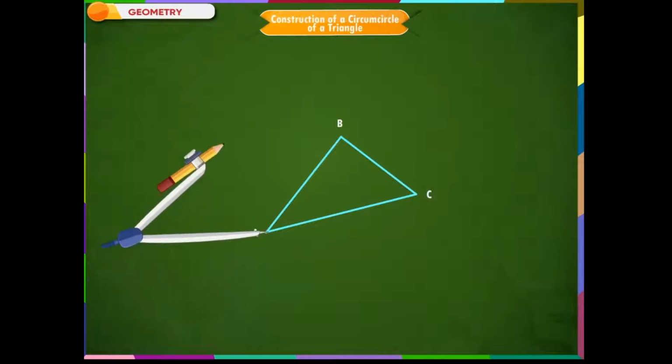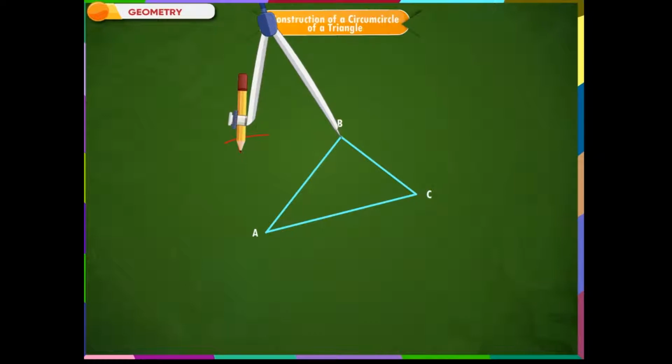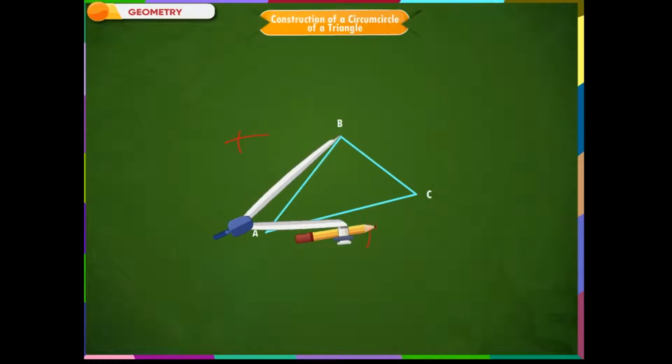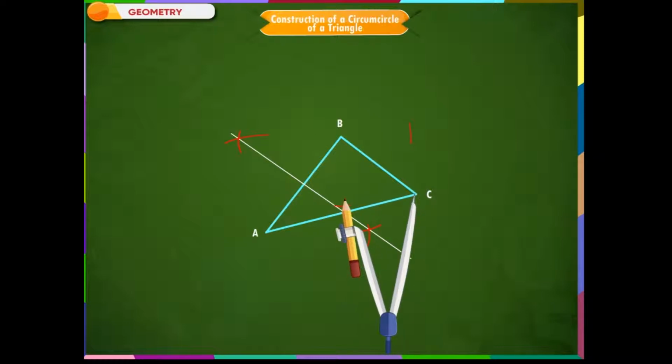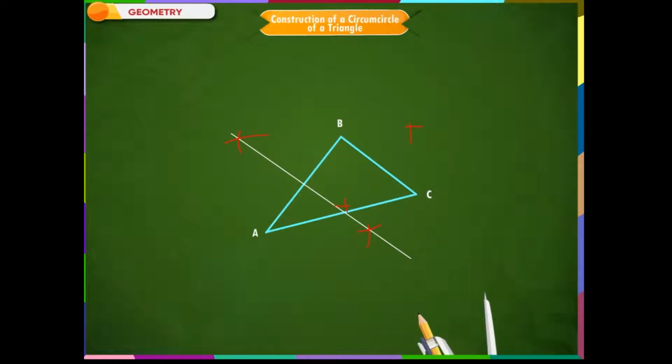Construction of a circumcircle of a triangle. Steps to construct a circumcircle of a triangle. 1. Let us draw a triangle ABC as shown. 2. Let us construct the perpendicular bisector of side AB of the triangle as shown. 3. Now, let us construct the perpendicular bisector of the side BC of the triangle. 4. Mark the point where these 2 perpendiculars intersect as point O. Observe the figure shown.